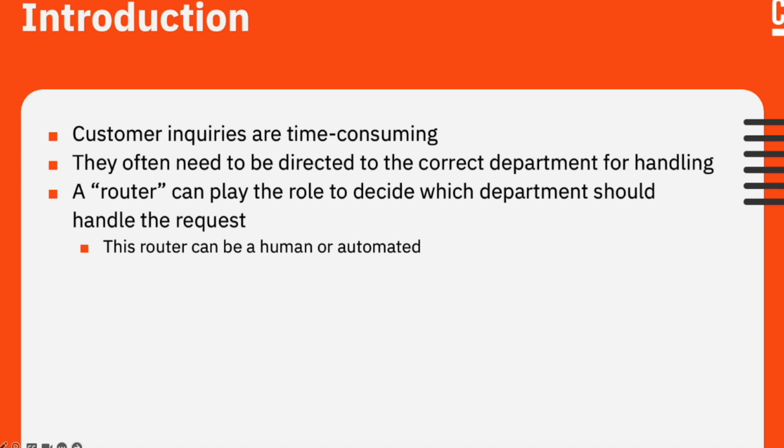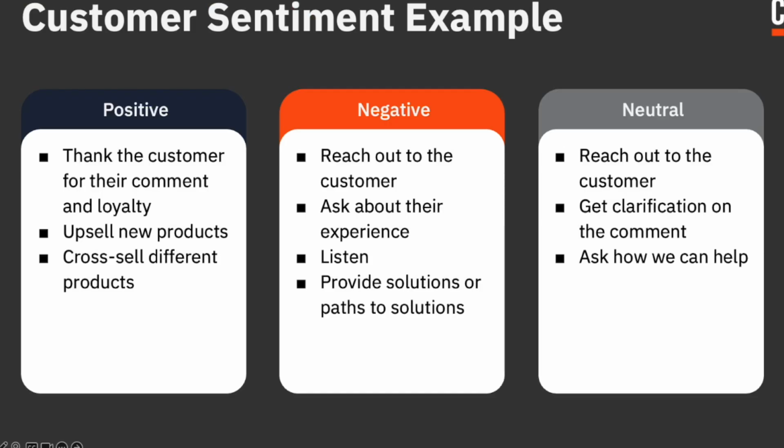So that might be to a sales department if someone's looking for an order, to a customer complaint area if someone has an issue or a complaint. It may be to an order area if they're looking for status, something like that. In our scenario today, we're going to be talking about sentiment. So we're going to ask a customer to provide us feedback on some new products that we've come out with. And we're going to gauge that comment as a positive comment, a negative comment, or a neutral comment.